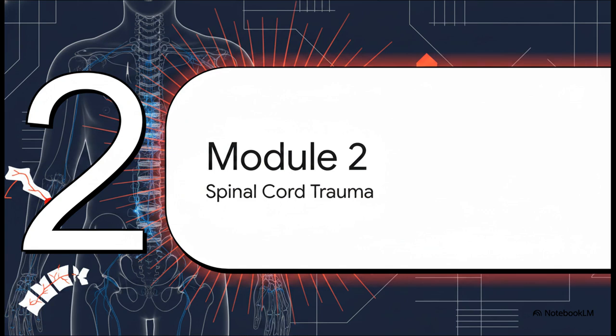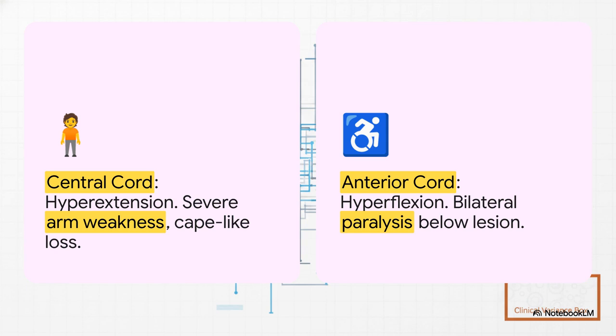Module 2, Spinal Cord Trauma and Tract Transection. We've got to strictly contrast these distinct anatomical deficits. Think about central cord syndrome. This is overwhelmingly triggered by a hyperextension mechanism. Think a severe whiplash injury in an elderly patient with pre-existing cervical spondylosis. The damage localizes specifically to the central gray matter and the crossing spinothalamic tracts. This dictates a profound, disproportionate upper extremity motor weakness and a classic cape-like loss of pain and temperature sensation. Lower extremity function remains largely preserved.